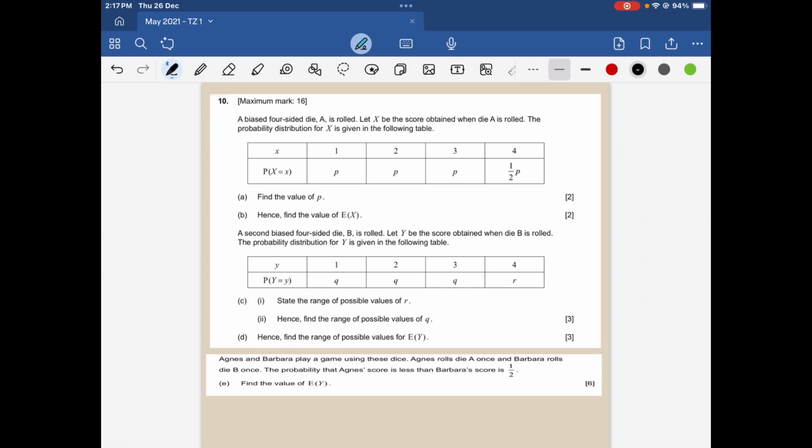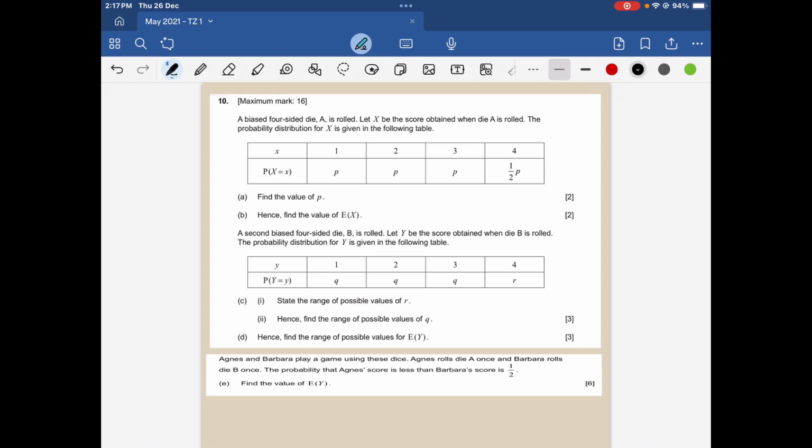Hello students, today we will be solving this question, which is a question from paper 1 section B AAHL 2021 May 2021 time zone 1. I repeat, it is a section B question from paper 1, so it is a without calculator paper. As you can see, it is a 16 marker question.